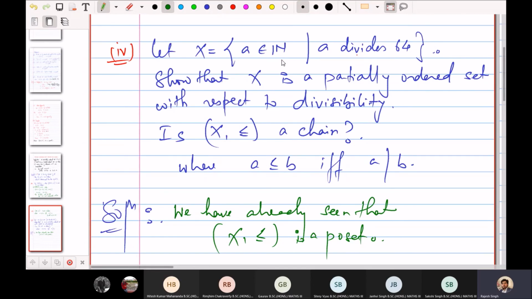क्योंकि 64 is of the form 2 to the power क्या है? कितना हो गया, 8 into 8, 2 to the power 6. So this is the factors of 2 की power 6. So इसके factors किस तरह के होंगे? They're all powers of 2 only, right? So that's why they are comparable. ठीक है ना?